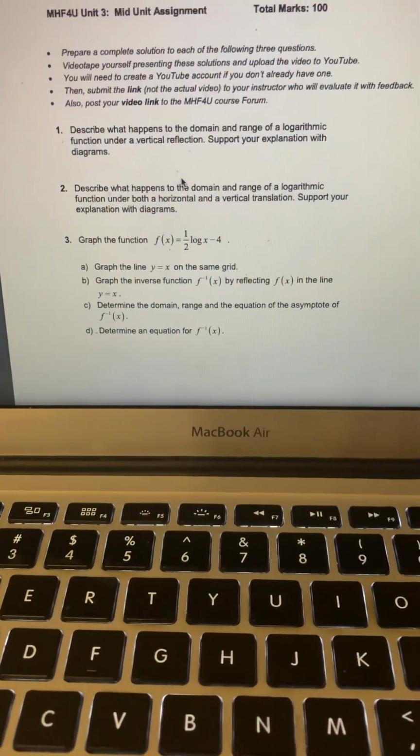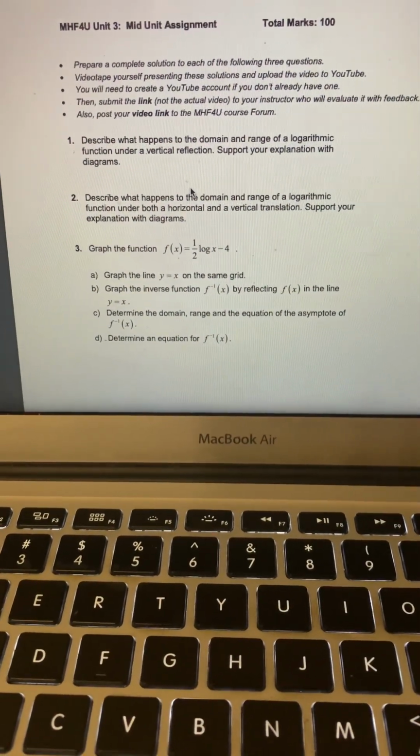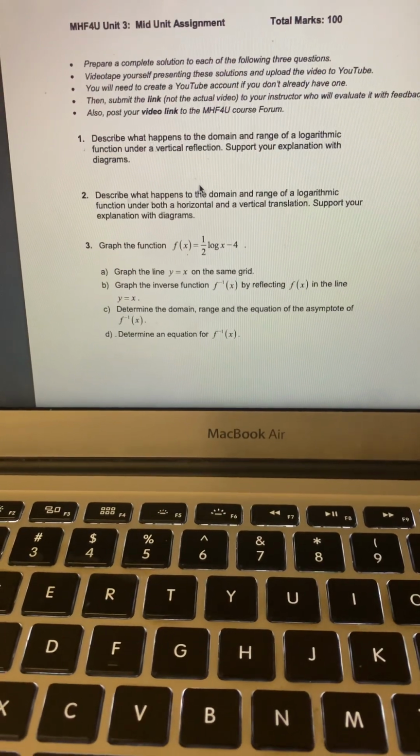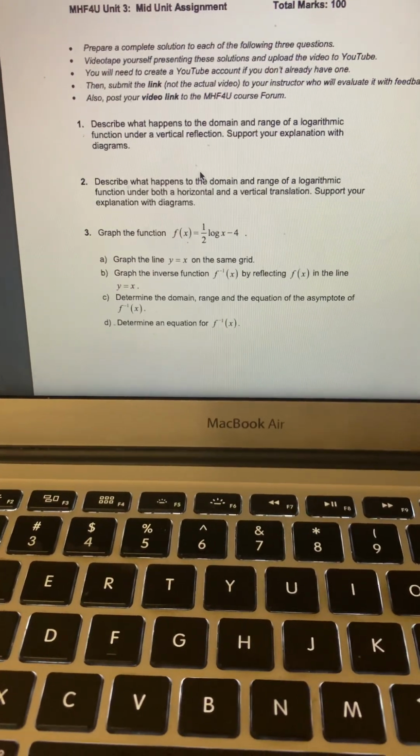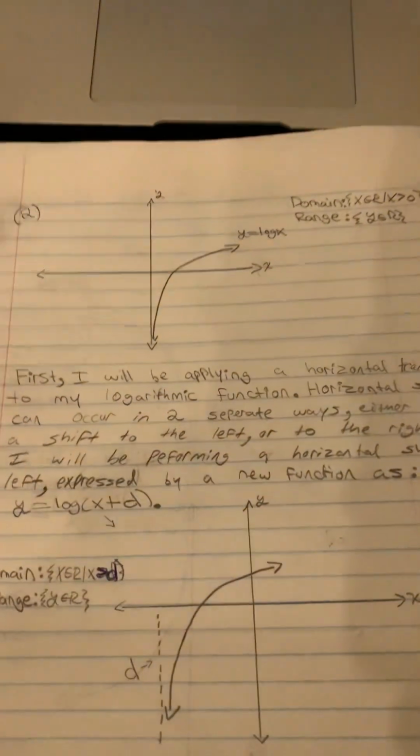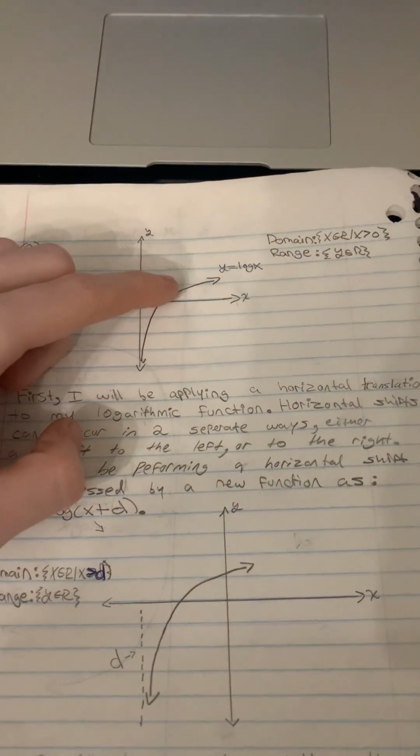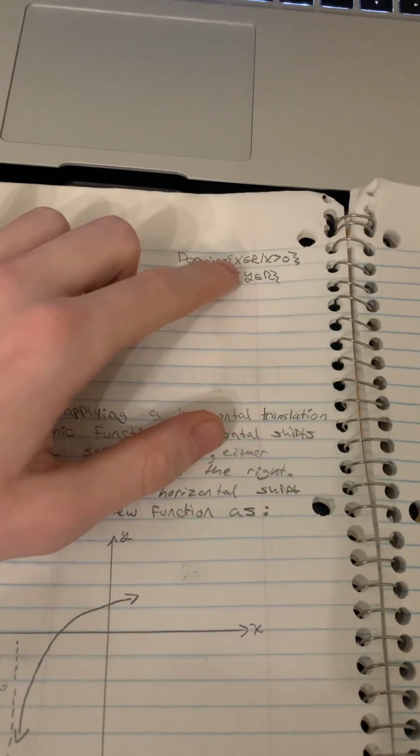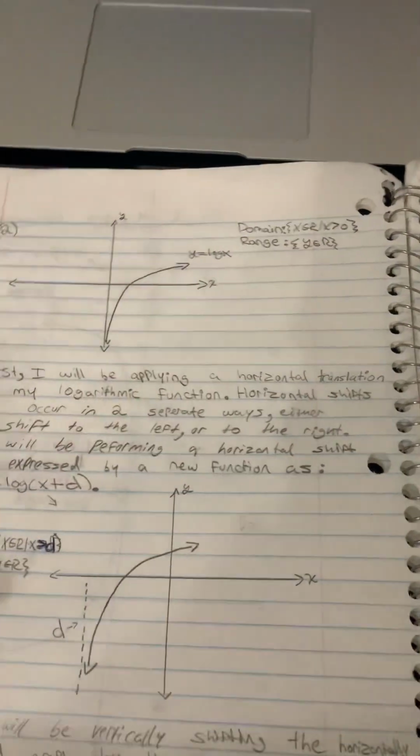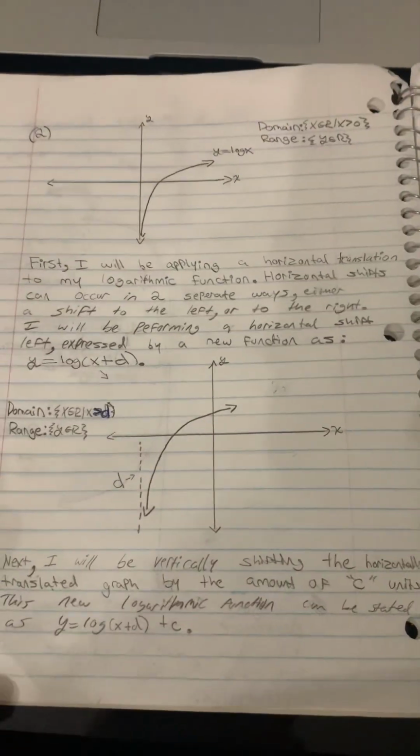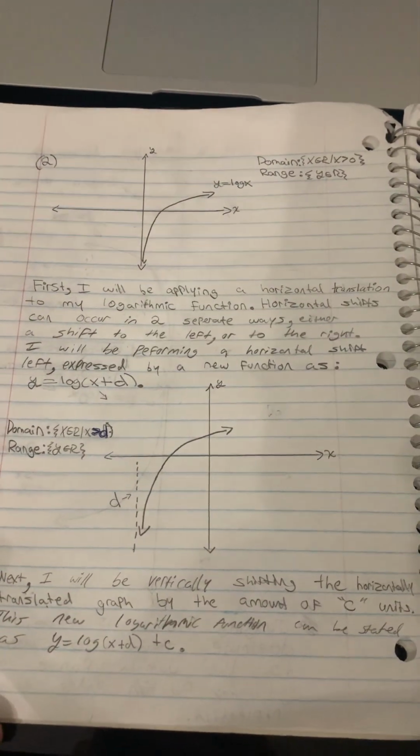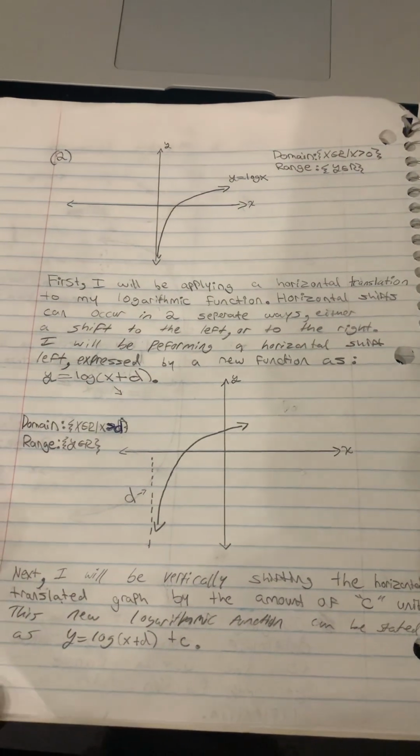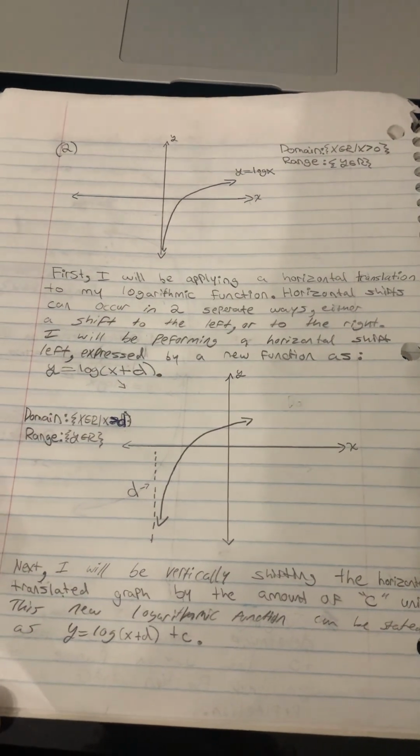Question 2 asks, describe what will happen to the domain and range of a logarithmic function under both a horizontal and vertical translation. Support your explanation with diagrams. So again, this is my original function, same as before, with the same domain and range as the previous original function. First, I will be applying a horizontal translation. Horizontal shifts can occur in two separate ways, either a shift to the left or right.